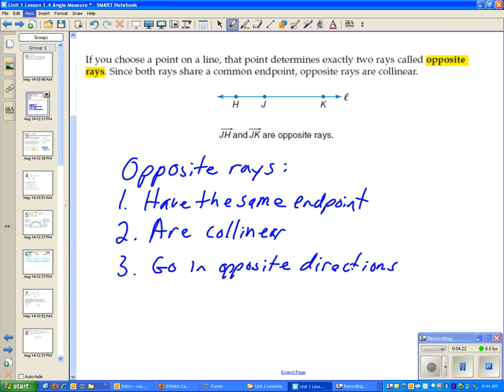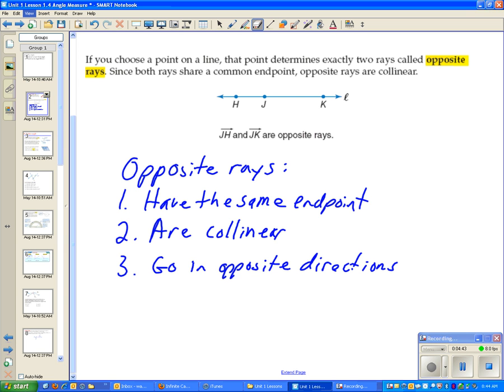Right. The one they want you to see is ray JK and ray JH are opposite rays. But, yeah, you can make that ray, and that ray is opposite rays. Now, we wouldn't really know what to name that one, but, yeah, you're right. Any point on a line can be the end point.